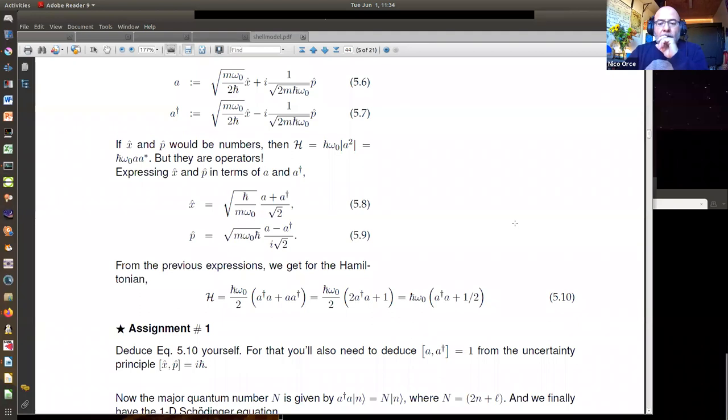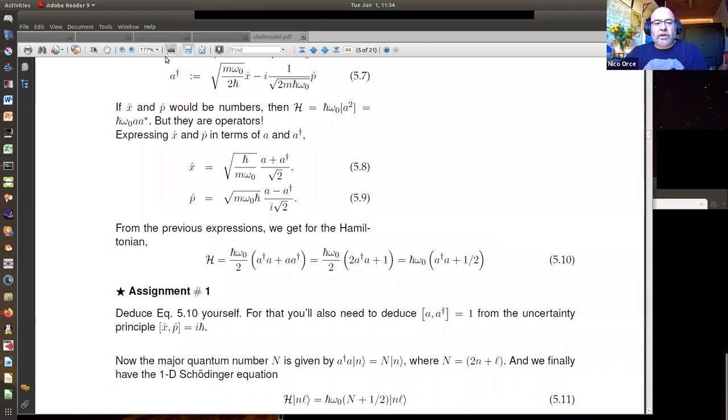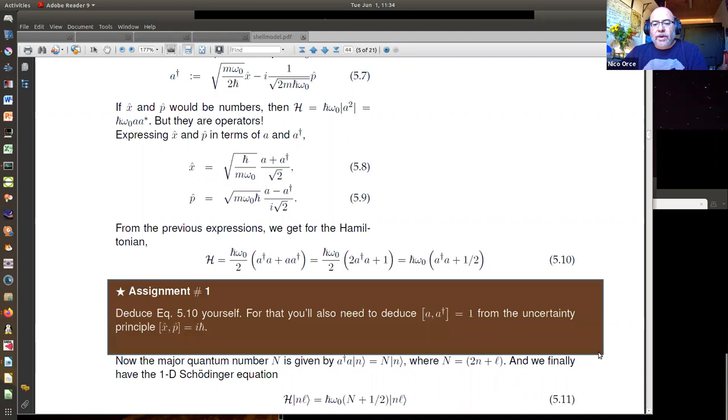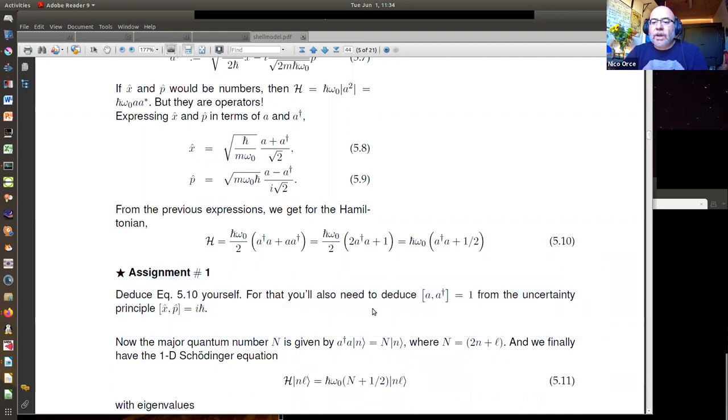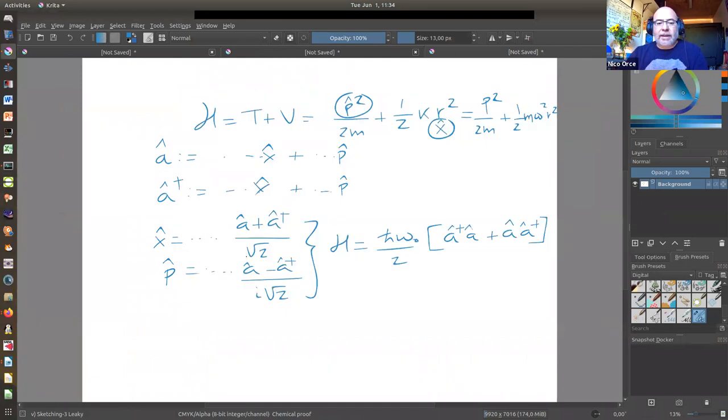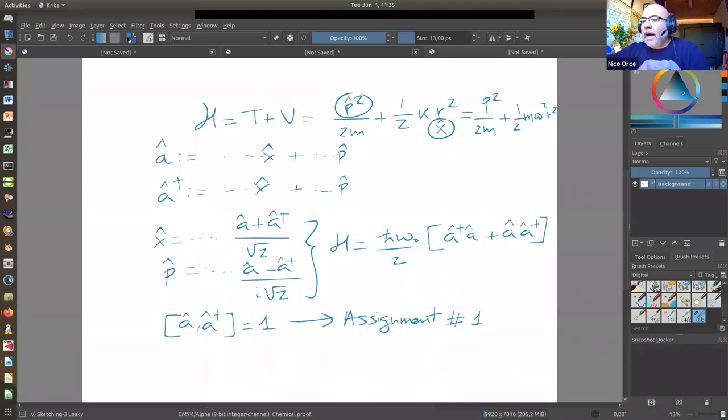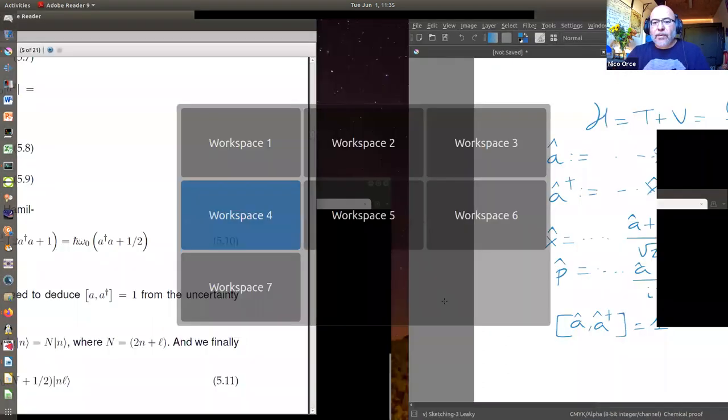So now it's very important. First assignment is already assigned here. It is very important that we deduce this ourselves: the fact that the commutator between A and A dagger is equal to 1. This is assignment number 1. And these are the tutorial questions that we were discussing yesterday. There are a bunch of them I want you to do. Full basket, okay? Full bin.